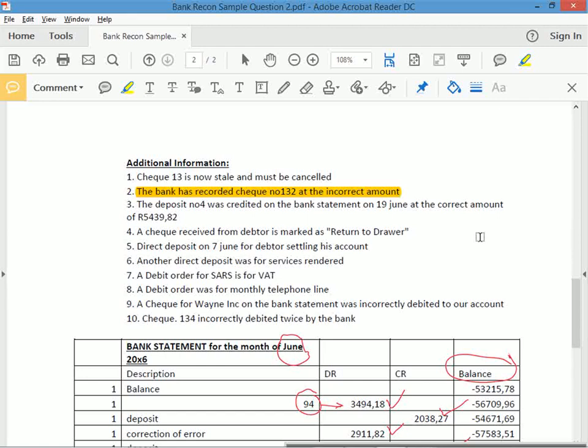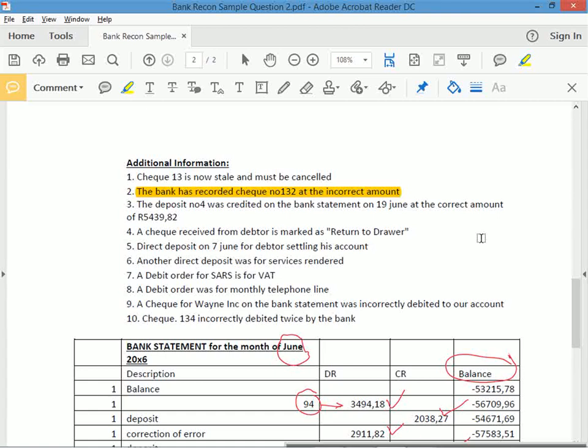So, who is correct? The bank has recorded the amount incorrectly here. Okay, the bank is wrong. The bank is wrong, correct. The bank recorded check number 132 at the incorrect amount.